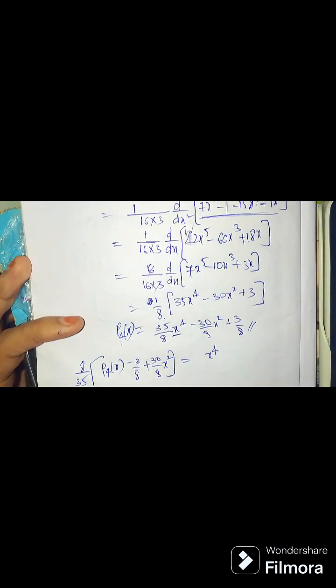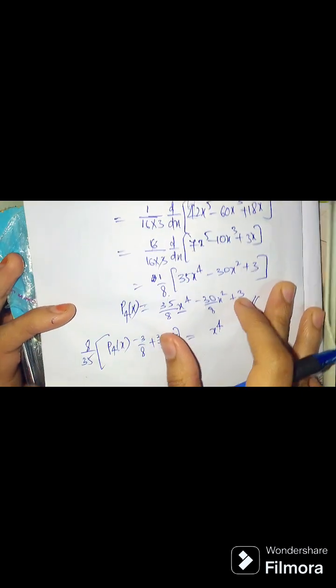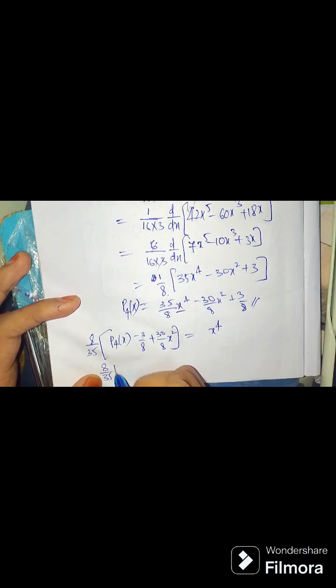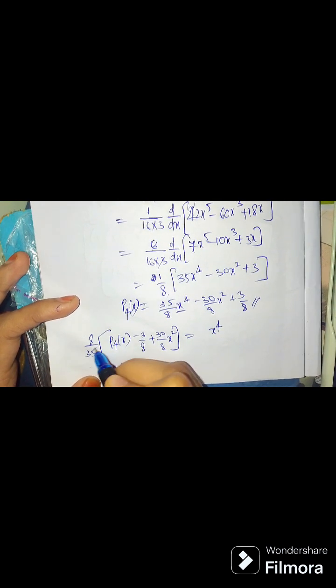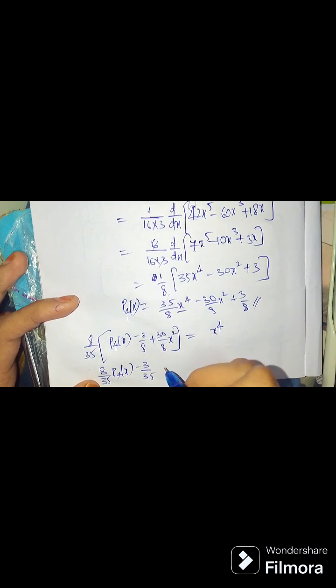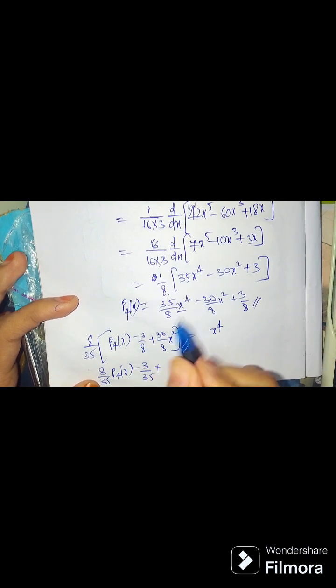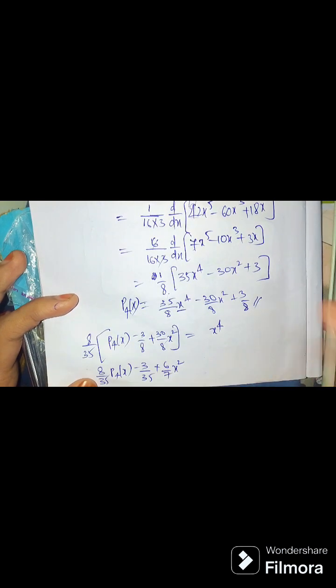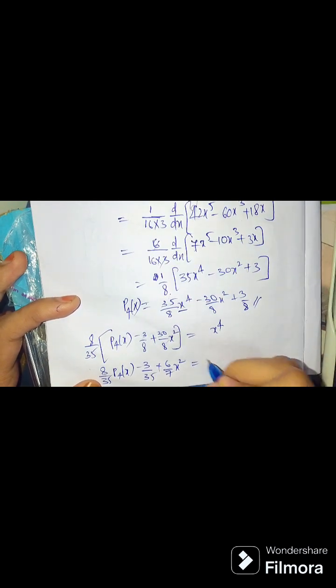Okay, which I can write 8 by 35 P4 of x minus, 8 gets cancelled, minus 3 by 35, and again 30 by 35 means 6 by 7 (5 table), 6 by 7 x square, 8 got cancelled. Okay, this is my x power 4.